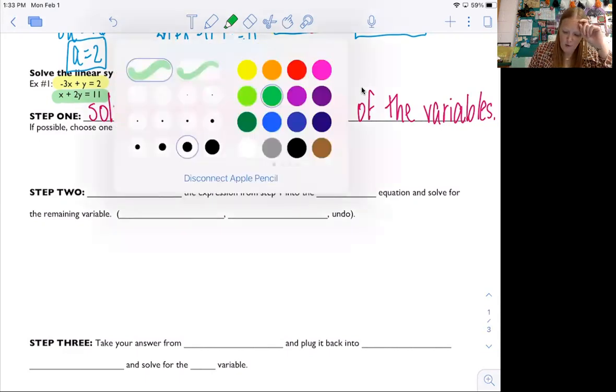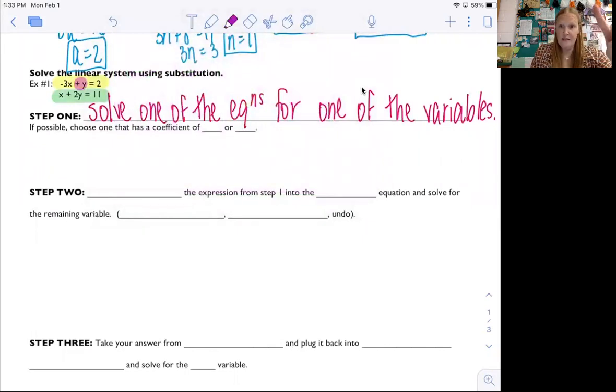These are the ones that are easier. This y is easiest in number 1, and this x is easiest in number 2. Why is that? They have a coefficient of 1. So you won't get any fractions if you solve for a variable that has a coefficient of 1. Pretty cool, right? Nobody wants extra fractions. So if possible, choose one that has a coefficient of 1, or if you have to, negative 1. I know that's a little hard to see, so sorry about that. You could either solve for the y in the first equation or the x in the second equation.